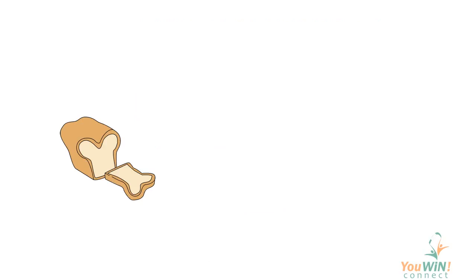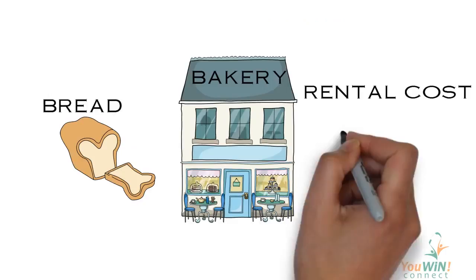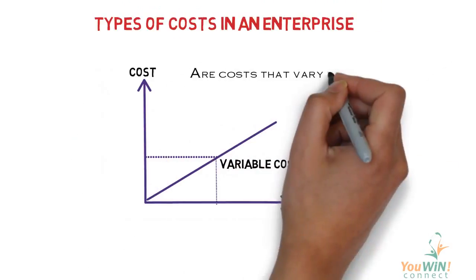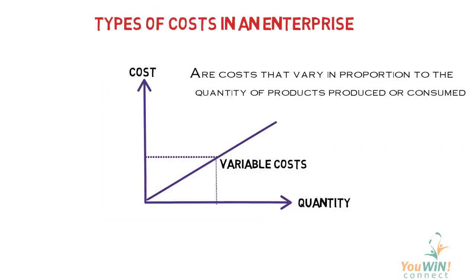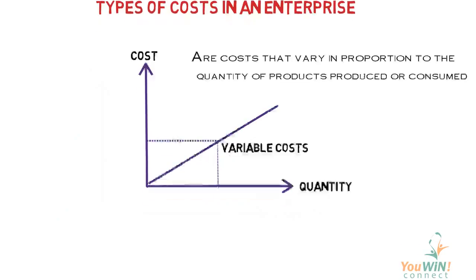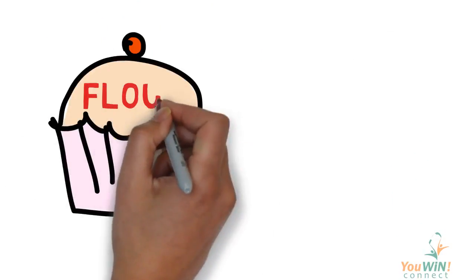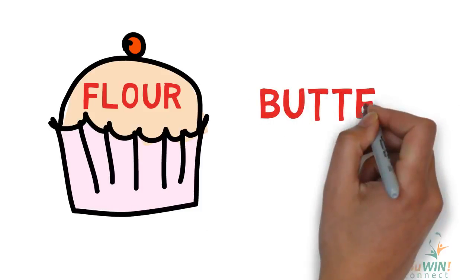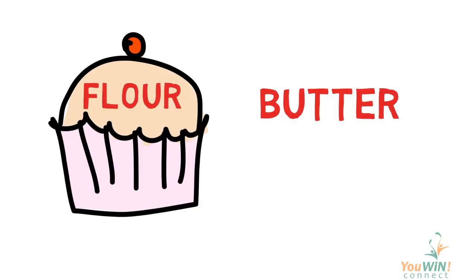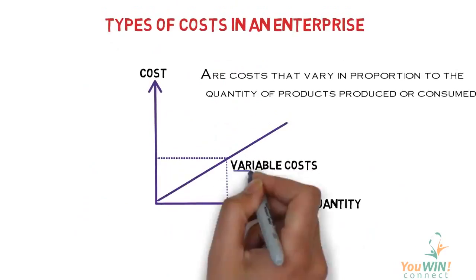For example, irrespective of the number of loaves of bread you bake, the rental cost of the shop or the bakery remains the same, while variable costs are costs that vary in proportion to the quantity of products produced or consumed. Using the bakery example, based on the quantity of loaves of bread produced, the quantity of flour used would vary. The amount of butter would vary. The amount of sugar would vary. These are variable costs.